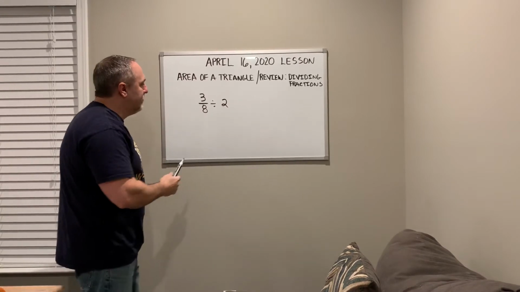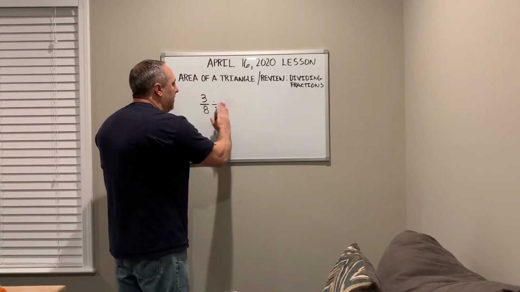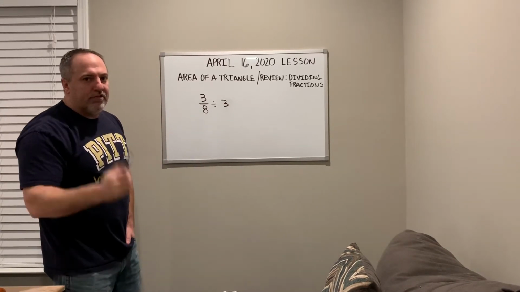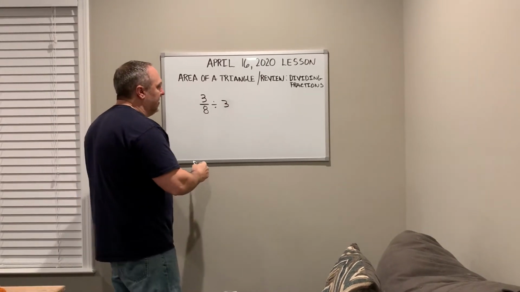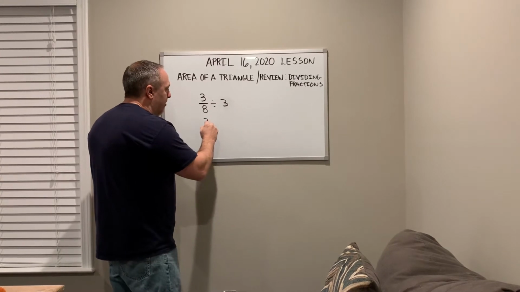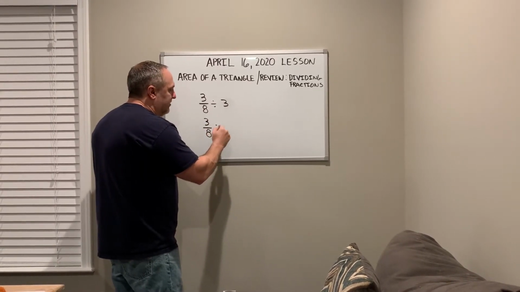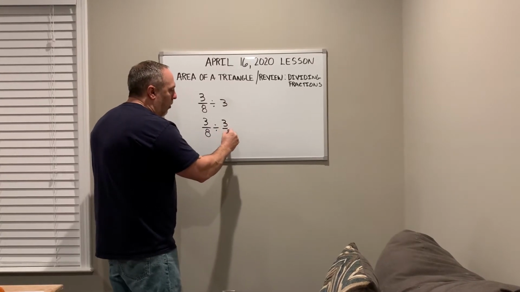All right, now let's make it 3. Say the whole number's on the other side. This is where you guys mess up. Here's what needs to happen. 3/8 stays. You do not jump steps. Leave the division sign. Put this 3 over a 1.